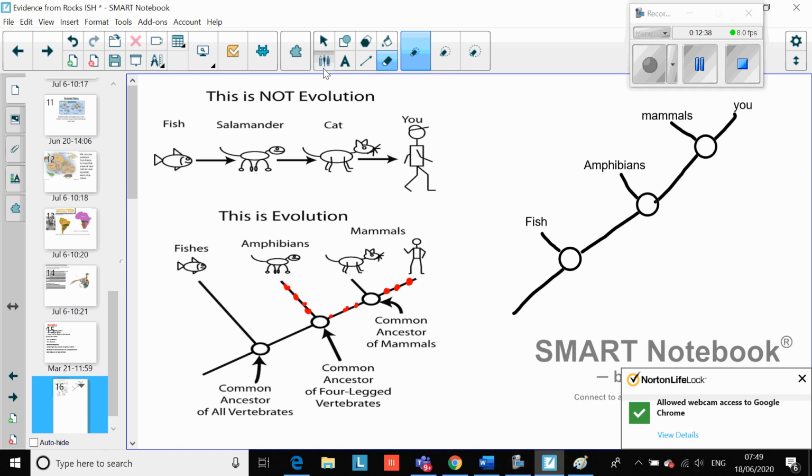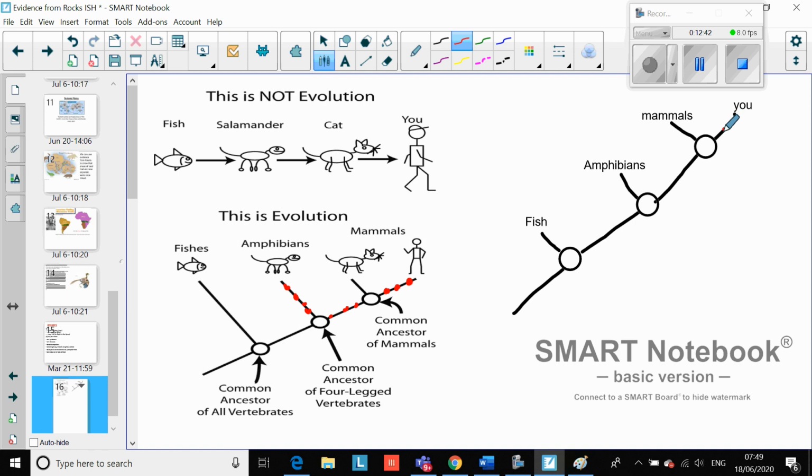What I can do is add in all the animals that have ever lived, and I can see where they would go and how, for example, mammals evolved. So every red dot represents one generation, and in reality this would be millions and millions of generations of animals evolving from one to another, but I'm just going to do a few dots just to illustrate this. Now, here's the point that evolution tells us.